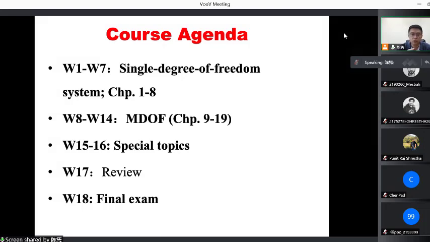The focus is on how to use the knowledge, the ideas, and the methods we started in this topic, in this course, to solve real civil engineering problems. We'll discuss how to calculate the responses of a bridge due to pedestrian loading, and how to calculate the vibrations of a bridge due to a running train, something like that. So we will discuss how we use the knowledge here to solve real problems.